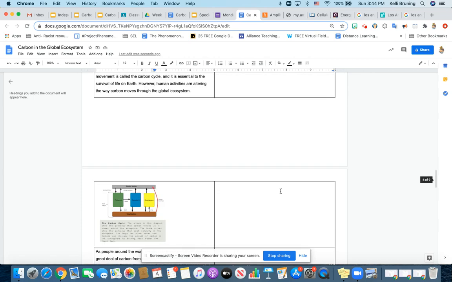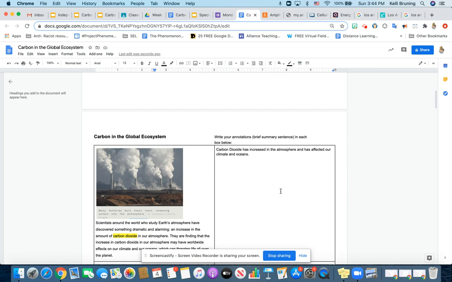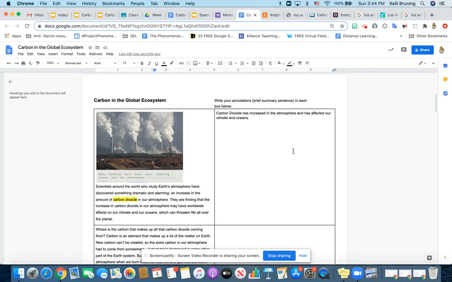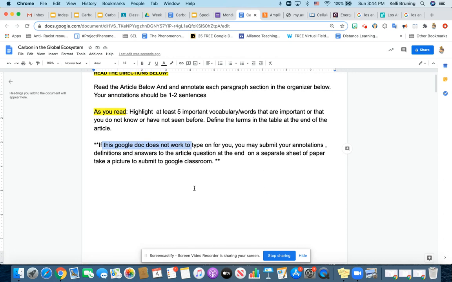Be sure, if this article or any part of the Google Doc does not work, you may also submit your assignment on paper. Just be sure to take pictures. So I put those up here. So if the Google Doc does not work, you can submit your annotations and definitions and answers to the article on a separate sheet of paper and simply take pictures to submit to Google Classroom. And please let me know if you do not know how to do that, and I can assist you in attaching pictures to the assignment in order to complete it.